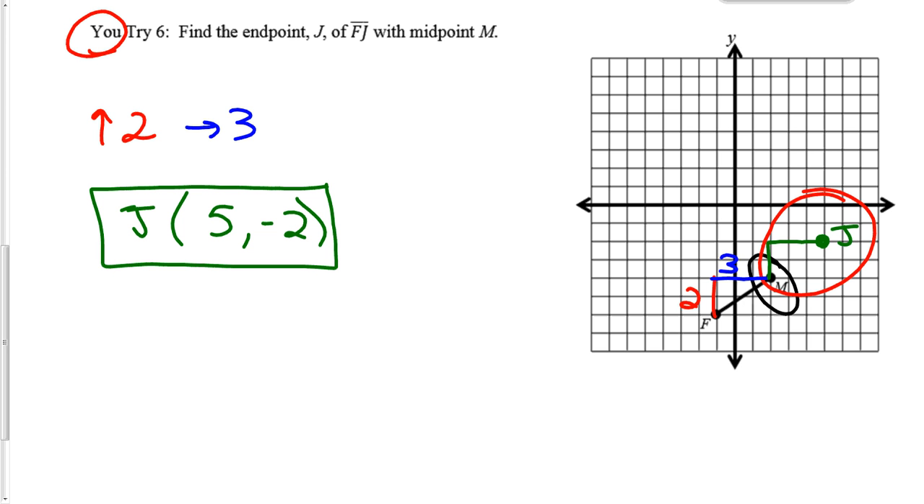Here's the solution. J is at 5, -2 in the large green box. If you got that correct, have a wonderful, wonderful evening. If you did not get that correct, see if my work helped you in any way. If this work did not help you, then write down some questions that you have about this problem. Once you've written down some questions or corrected your work, you have a wonderful evening.